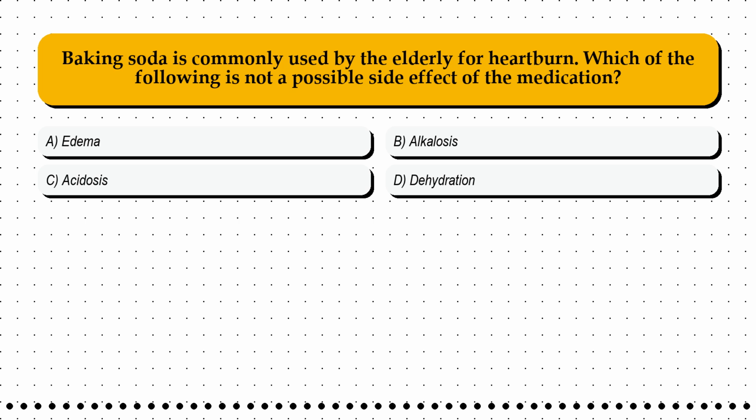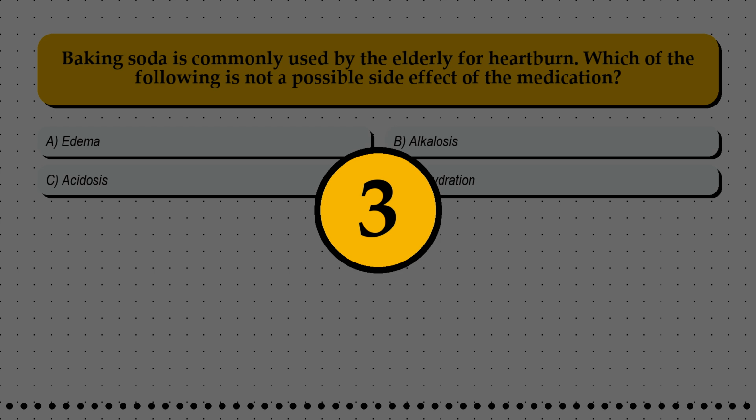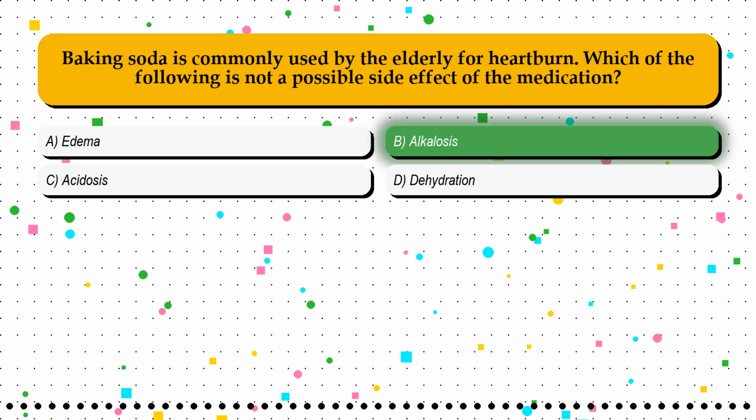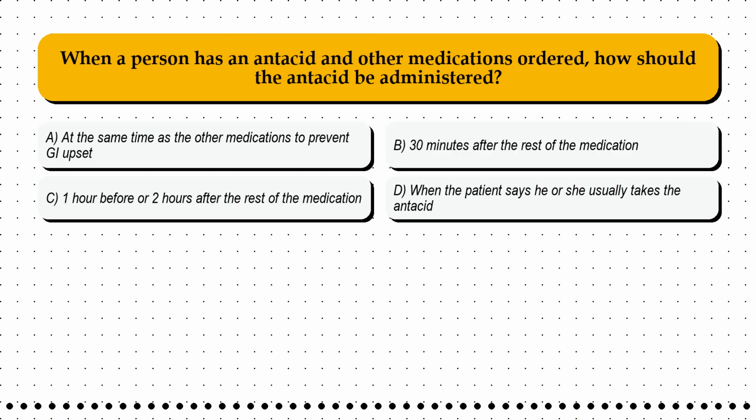Question 118. Baking soda is commonly used by the elderly for heartburn. Which of the following is not a possible side effect of the medication? Option A, Edema. Option B, Alkalosis. Option C, Acidosis. Option D, Dehydration. The correct answer is option B, Alkalosis.